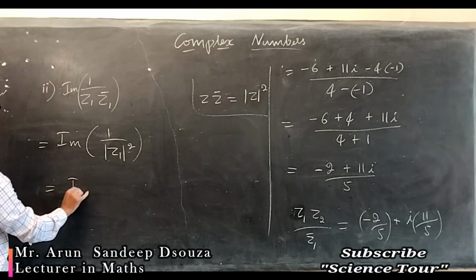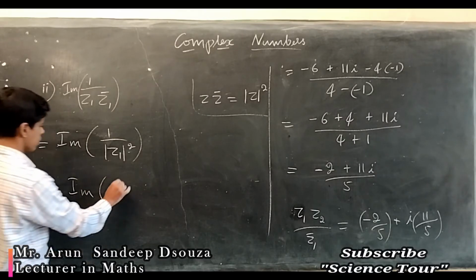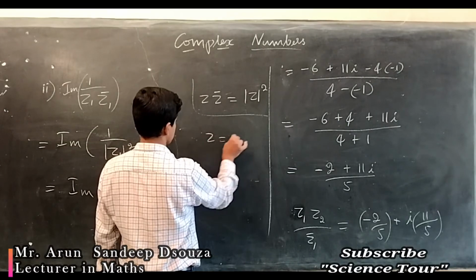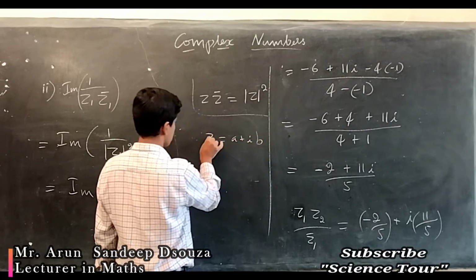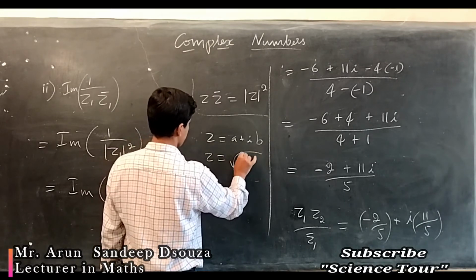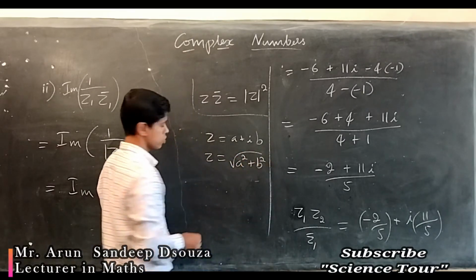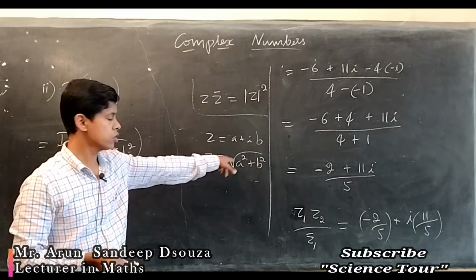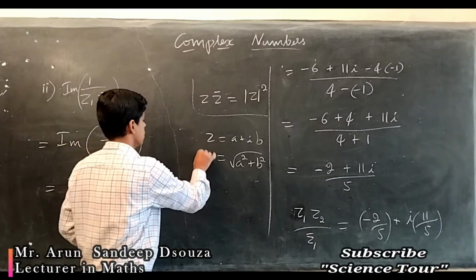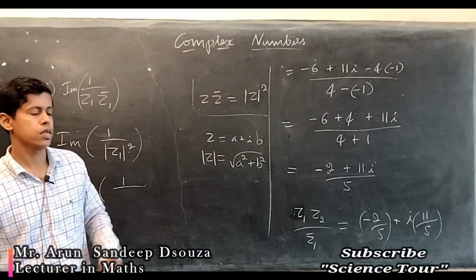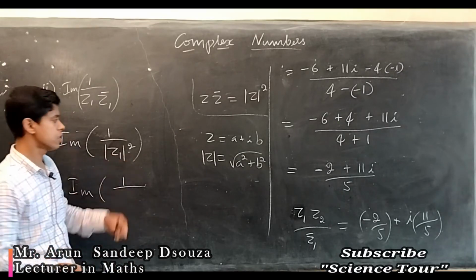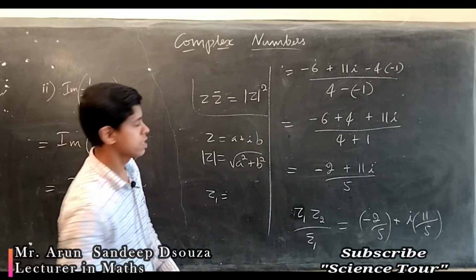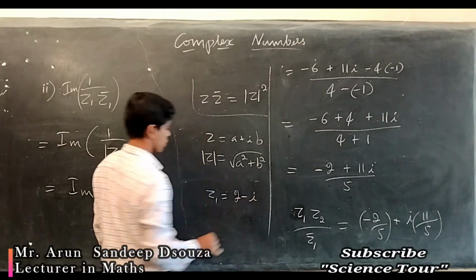Okay, so this is the imaginary part of 1 by, see what is modulus? I am writing all the formulas. This may look very silly because you know them already. Okay, this is for those students who don't remember the formulas. Okay, well, so z is equal to a plus ib, and modulus of z is the square root of a square plus b square, correct? Well, now I need to find the modulus of z1. So what is z1? z1 is 2 minus i. Okay, z1 is 2 minus i.